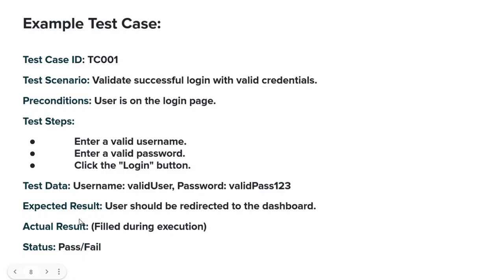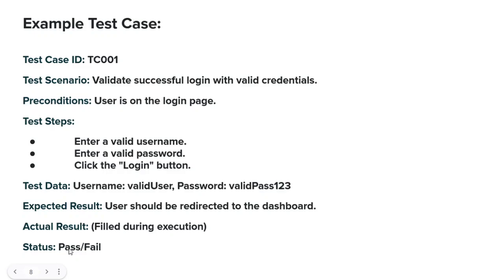What is the expected result? Once you perform these steps with this test data, the user should be redirected to the dashboard. That is the expected result. And the last one is actual result. Actual result will be filled during the execution. You will perform these steps, and after the steps, what is the outcome? It will be login, or if there is some issue, then it will not login. Whatever the outcome is, we should fill it in here during the execution.